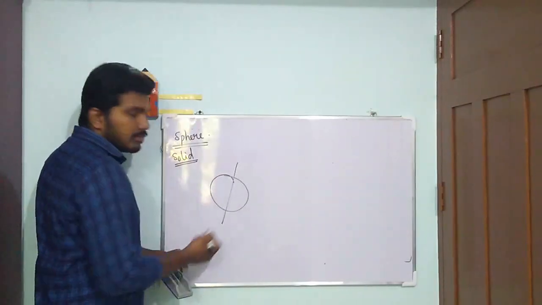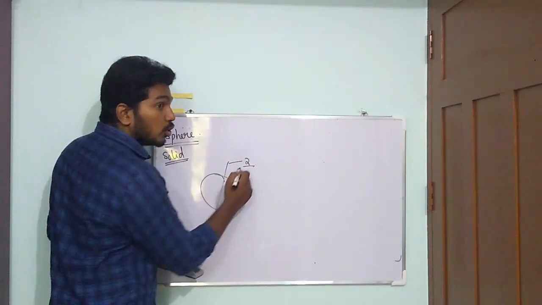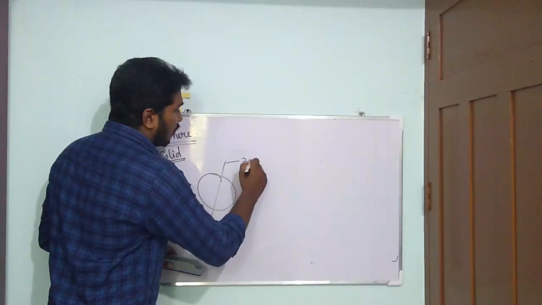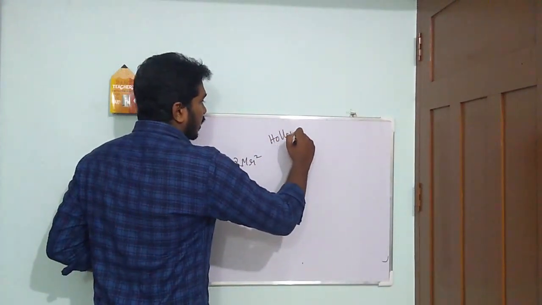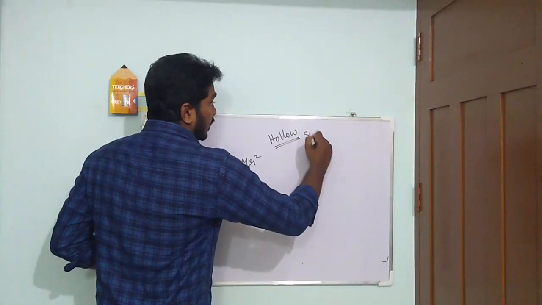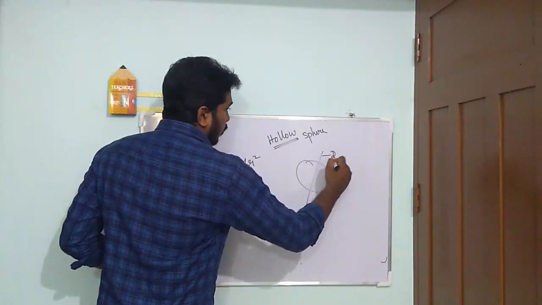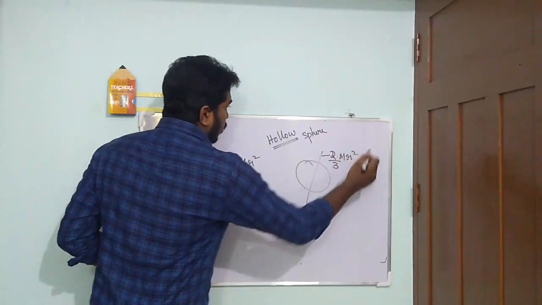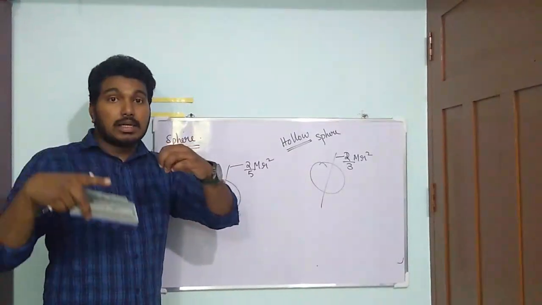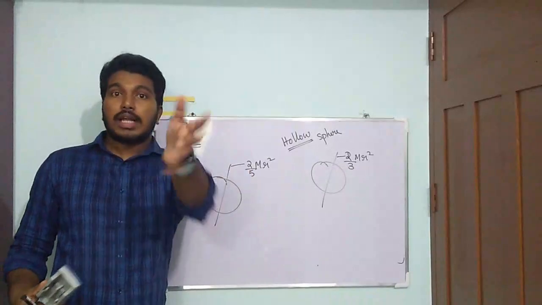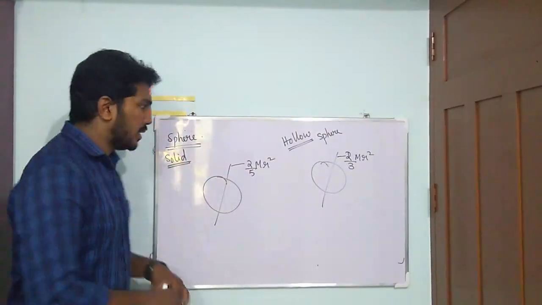Along its diameter, the moment of inertia is given by 2 by 5 mR². And for a hollow sphere, it is given by, along the diameter, 2 by 3 mR². So, if you take a sphere and you're passing an axis through its center, all the axes will actually pass through the diameter only. Okay, so these are some common cases that will come for your exam.